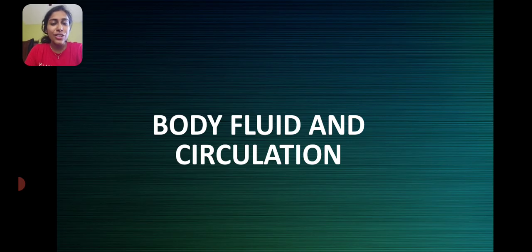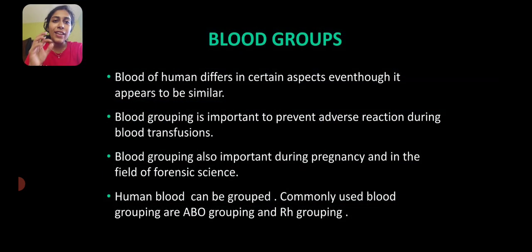So we should know that human beings have different kinds of blood groups based on different aspects. And this blood grouping system is very important at the time of blood transfusion. A correct blood grouping system prevents adverse reactions during blood transfusion. Transfusion is needed at the time of an accident, during organ transplantation, and also in other surgeries. So a correct blood transfusion prevents adverse reactions in the patient.